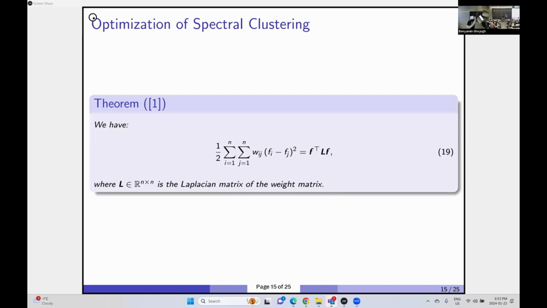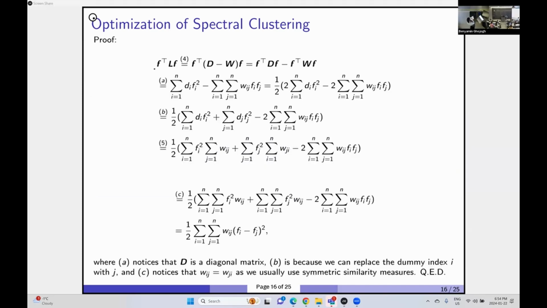Another theorem. You can write this in vector form, using the Laplacian. Interestingly, in the left-hand side, I have the adjacency matrix. In the right-hand side, I have the Laplacian of the adjacency matrix. F transpose LF. F was the vector of f's, f1 to fn, right? L is the Laplacian matrix, right? Proof. Let's start with the right-hand side. F transpose LF. Replace L with D minus W with its definition.